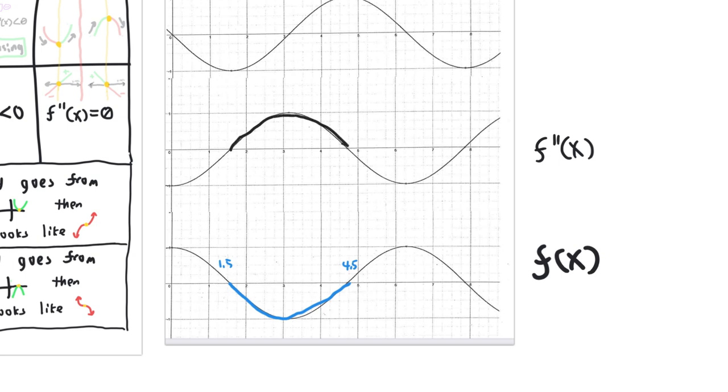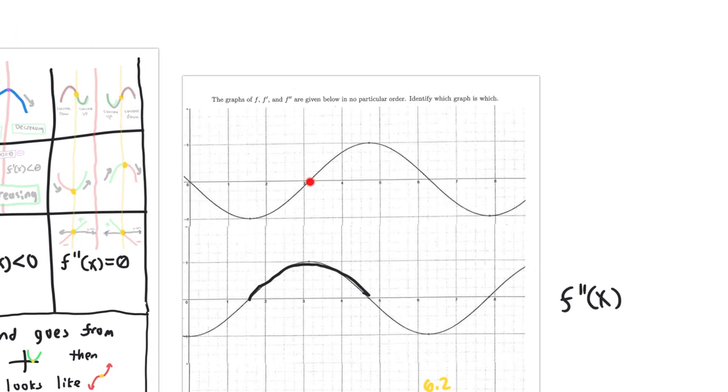Now, let's also focus on positive slope. This has a positive slope from here to there. To me, that looks like it's from 3 all the way to like 6.2 or something. So we are now looking to confirm that this third one is indeed above the x-axis from approximately 3 to 6.2. Well, indeed, it is above the x-axis from approximately 3 all the way to about 6.2. So that is happening there. So we know that that's f prime of x.